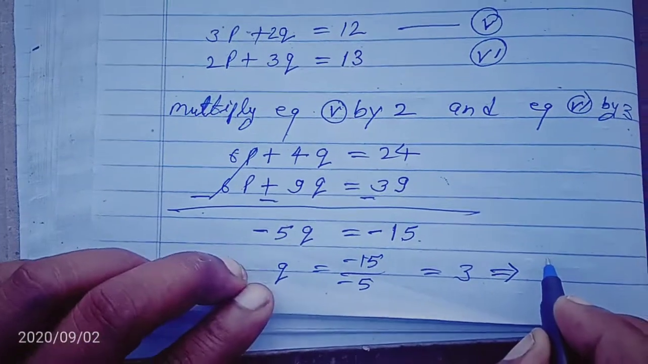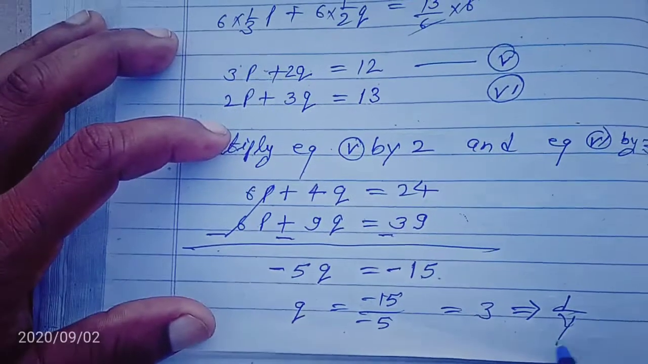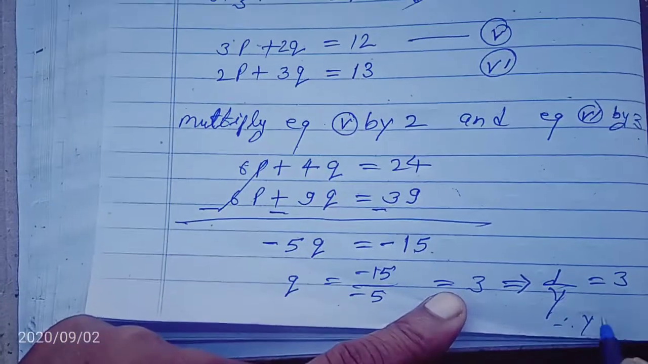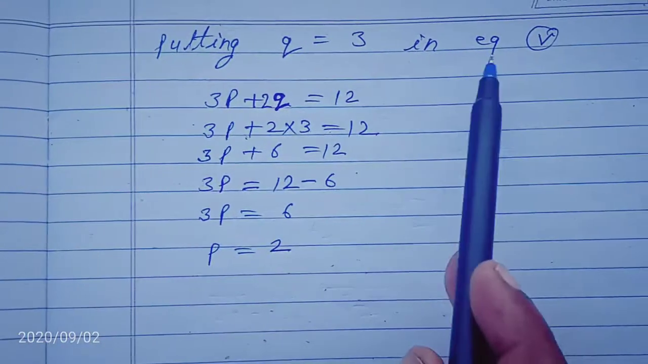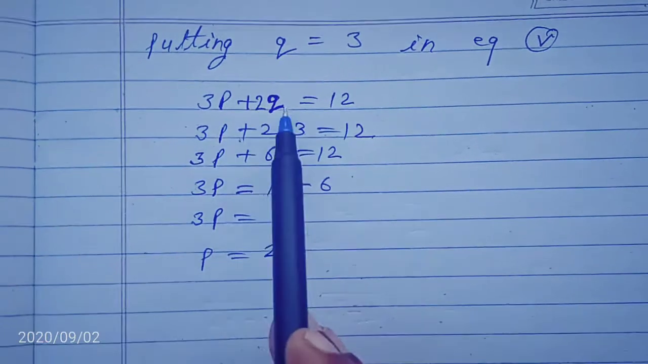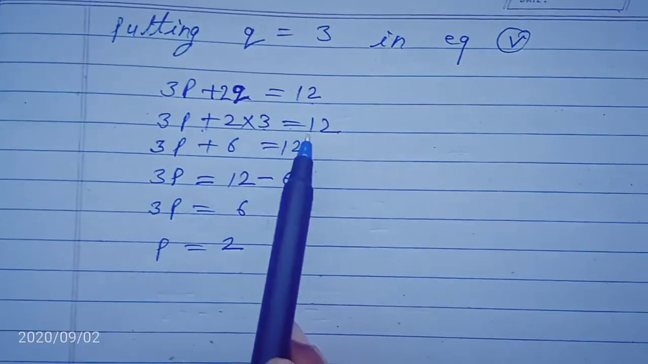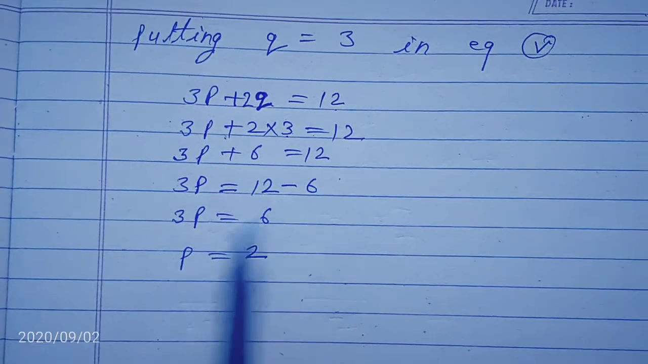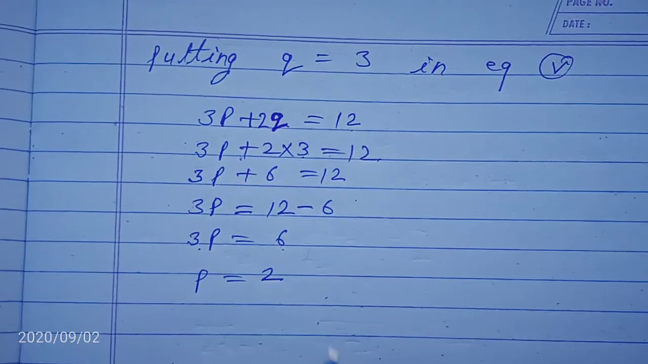Now q is equal to 1 by y, so 1 by y is equal to 3. It means y is equal to 1 by 3. Putting q is equal to 3 in equation fifth, 3p plus 2q is equal to 12, we get 3p plus 2 multiply 3 is equal to 12. 3p plus 6 is equal to 12, 3p is equal to 12 minus 6, 3p is equal to 6. Therefore p is equal to 2.